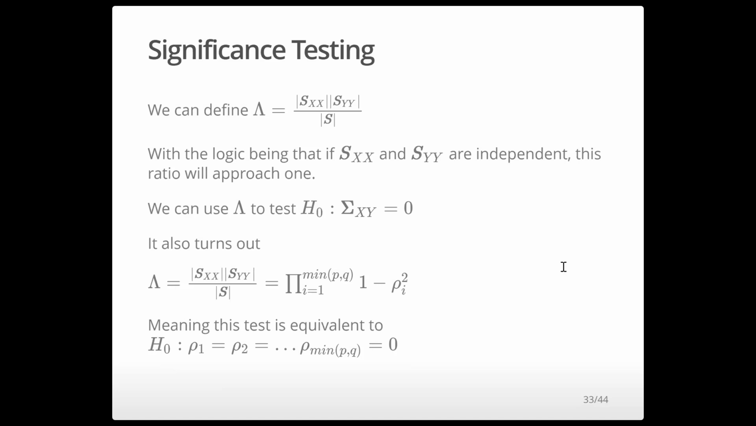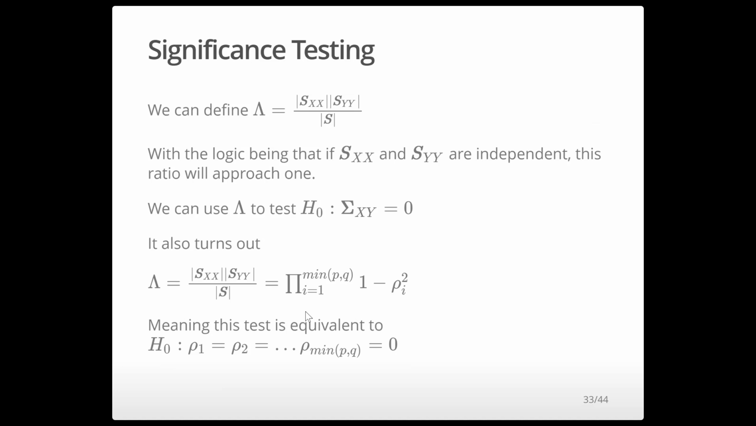We can also test the significance of our canonical variates. We can define lambda as the ratio of the determinant of Sxx times the determinant of Syy, divided by the determinant of the full S, which has both x and y in it. The logic here is that if x and y are independent, this ratio will approach 1, which essentially means that the off diagonals are going to be zeros, so the covariances between the x and y variables are zeros. We can use lambda to test the null hypothesis that the off diagonal elements of the population covariance matrix are 0.